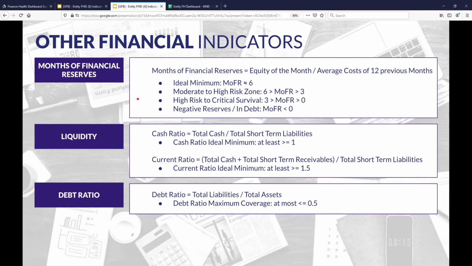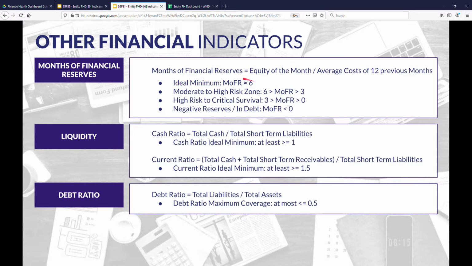For months of financial reserves, the way this is calculated is equity of the month divided by average cost of the 12 previous months. So for example, if the month is September 2019, that means you get equity of September 2019 divided by the average of October 2018 up to September 2019. Then there are four types of zones.